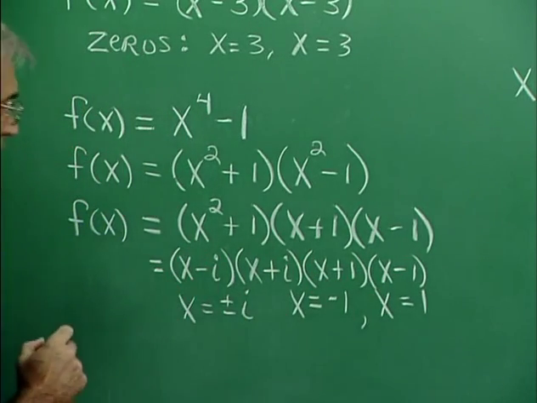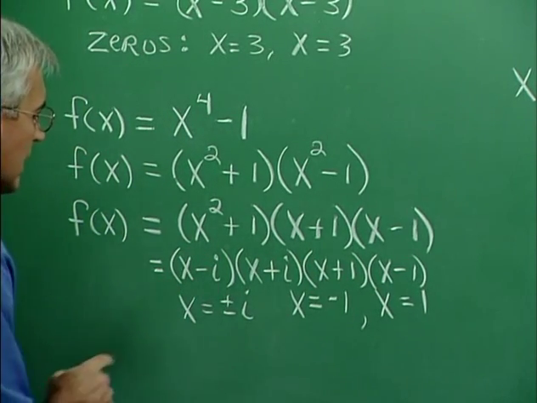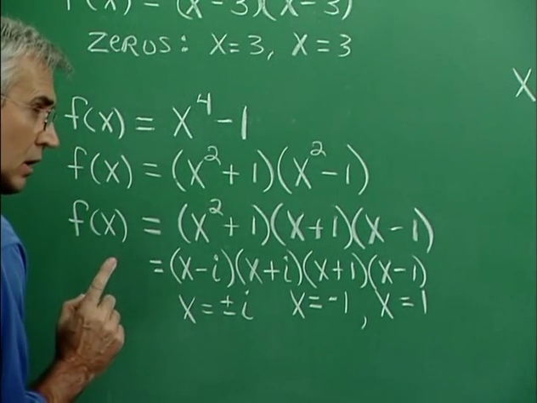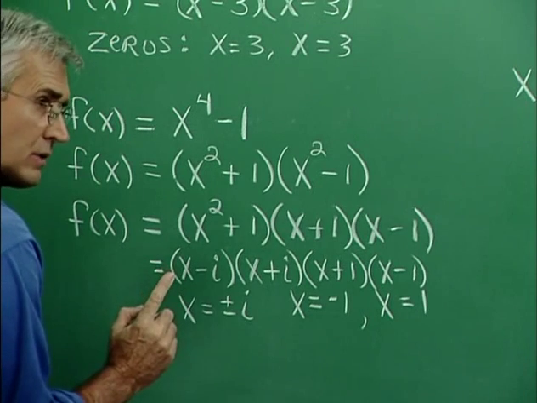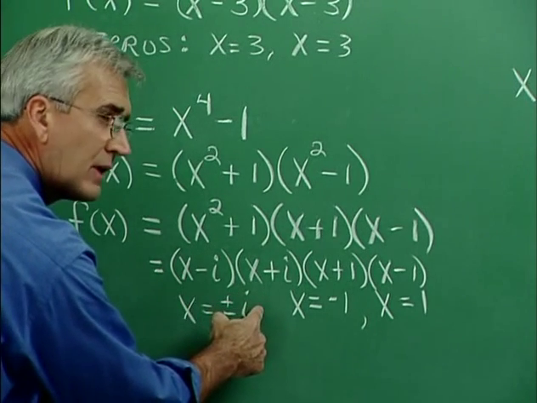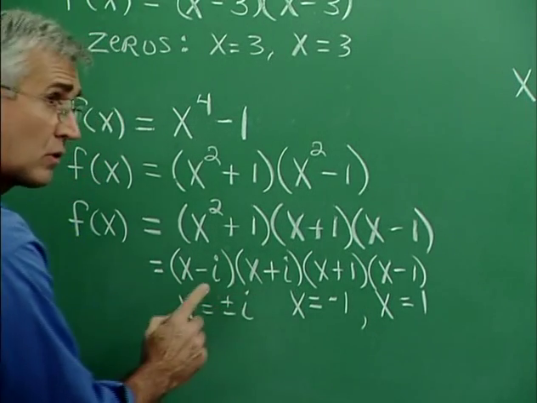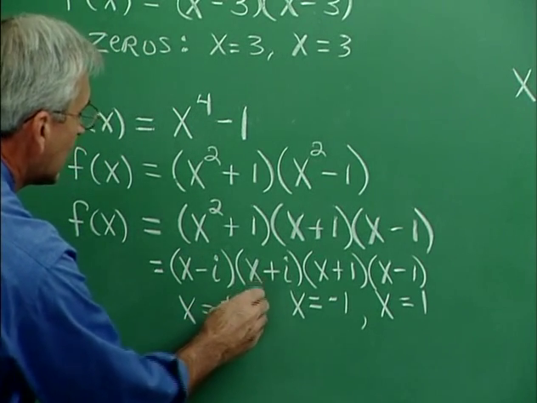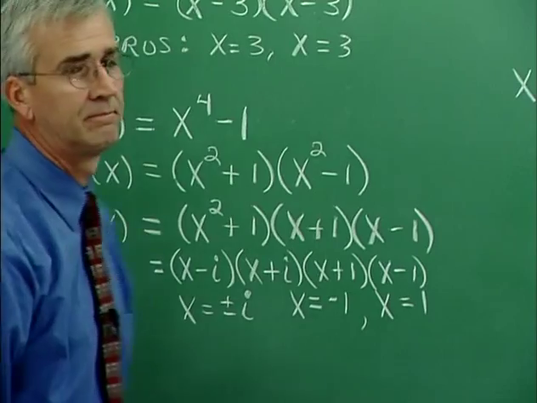I do want to point out here, and we'll bring this up later, that the complex zeros happen to occur in conjugate pairs. That is, if plus i is a 0, then minus i is going to be 0. And we'll see that with more sophisticated complex numbers shortly.